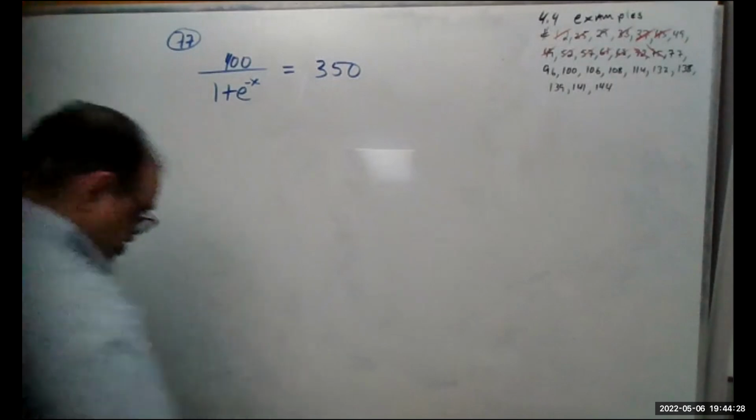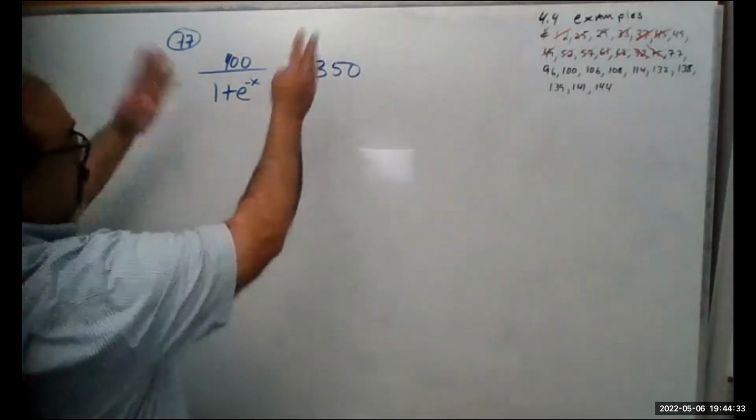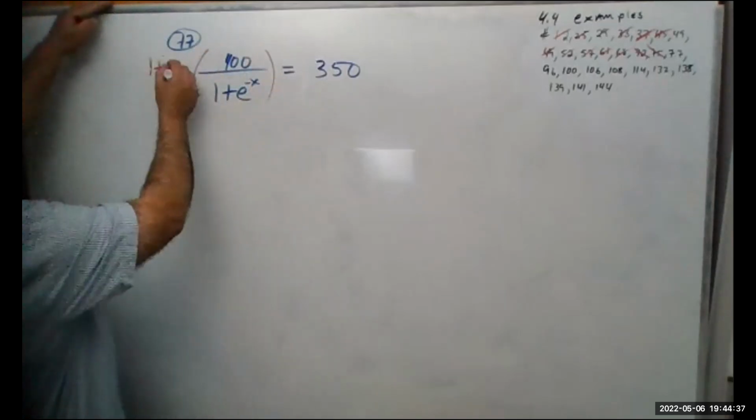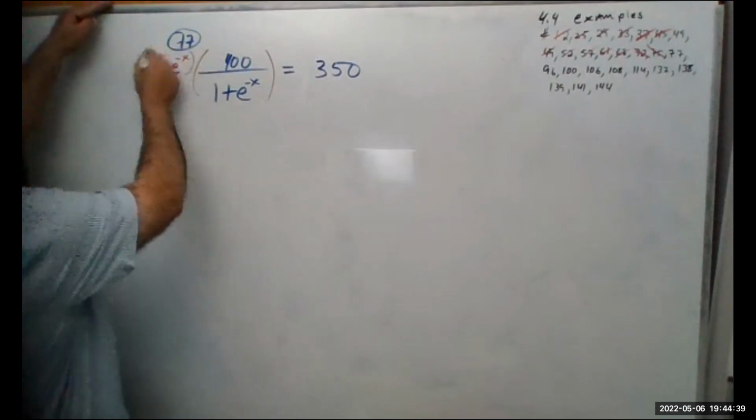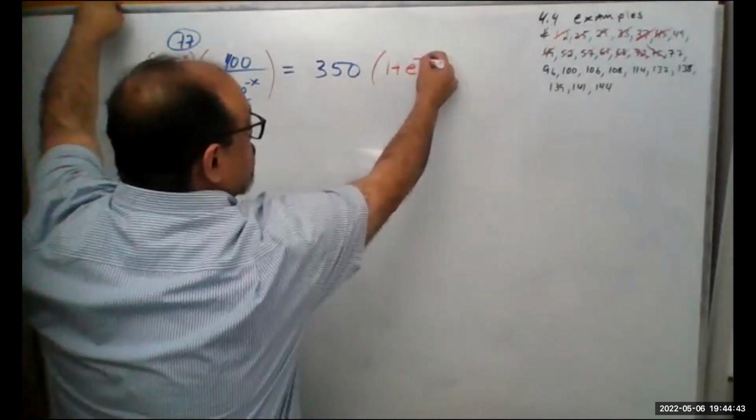Hey, there's a denominator. I'm going to undo that denominator, because I got to get that x from down below up above. So I'm going to multiply this whole thing by 1 plus e to a negative x. Over here, watch what I do. 1 plus e to a negative x.